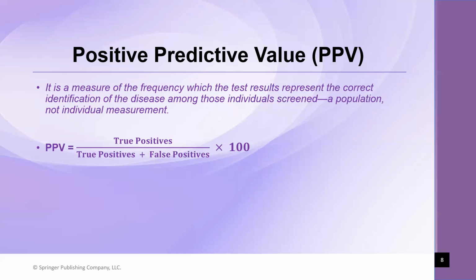Positive predictive value is the proportion of the individuals who test positive who have the disease among those tested. Positive predictive value is dependent on the prevalence of the disease within a population. So what that means is that if there is a higher prevalence of the disease, there will be a higher positive predictive value.